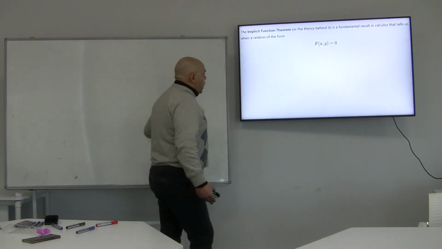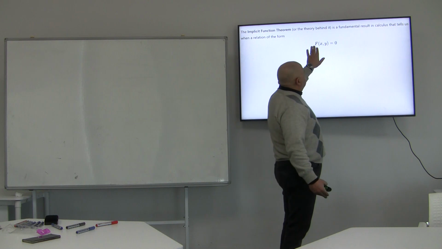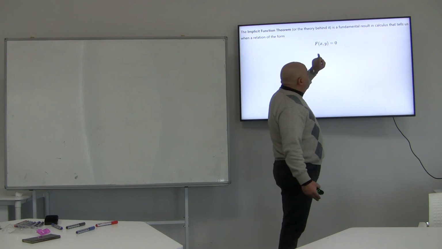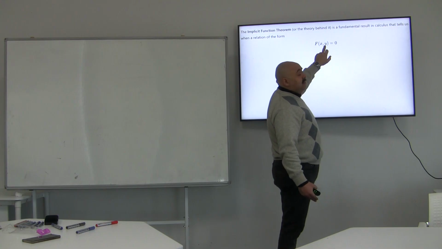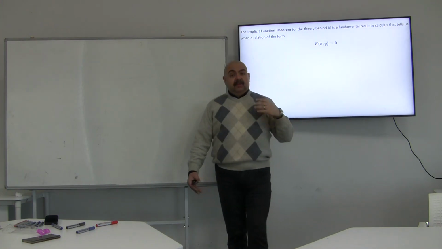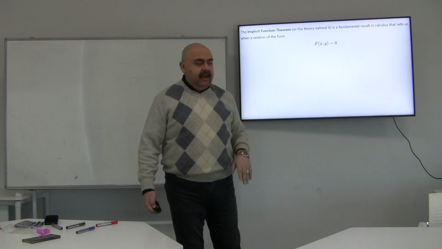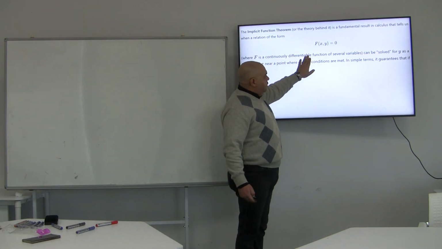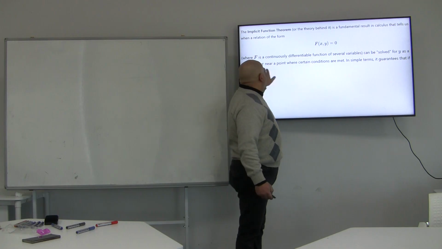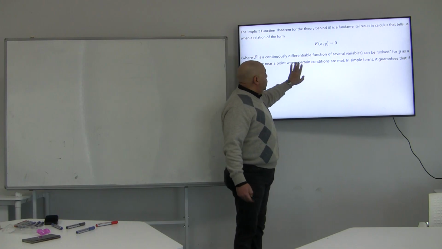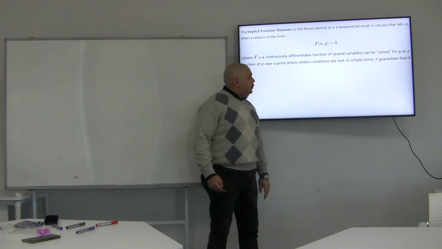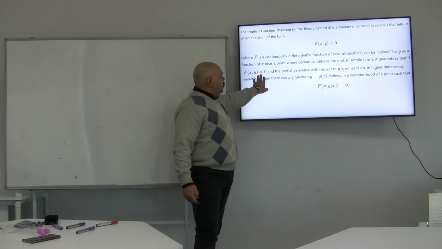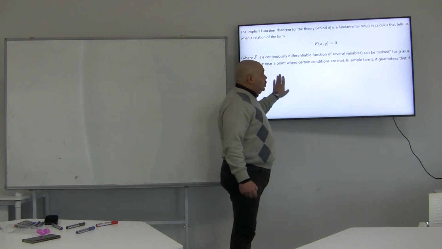So for this function, which contains x and y and equals 0, if I succeed in getting y as a function of x, the function mainly will be x and f of x. However, f is a continuously differentiable function of several variables that can be solved for y as a function of x near a point where certain conditions are met. In simple terms, it guarantees that f(x, y) = 0 and the partial derivatives. This is the condition actually.